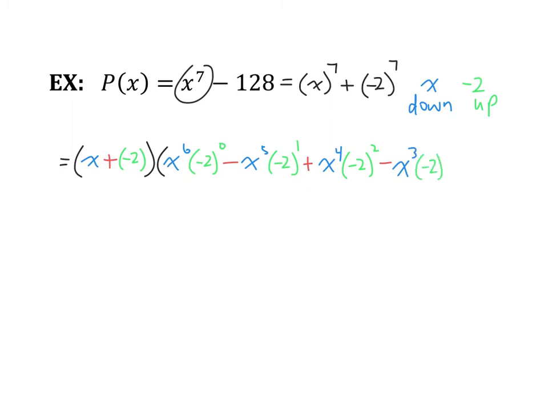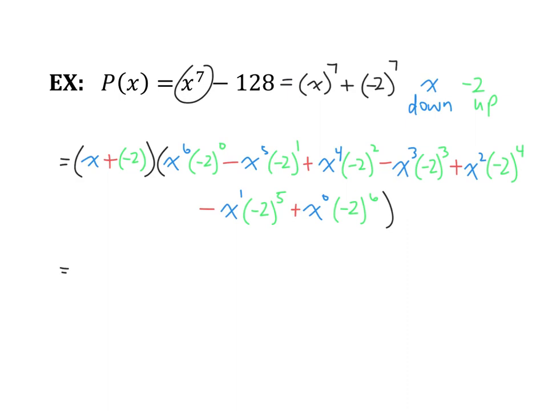negative 2 cubed. Changing our signs, plus, x goes down, so x squared, negative 2 to the 4th. Changing signs, minus, x goes down, x to the 1st, negative 2 to the 5th. Last one, changing our signs, x goes down, so to 0, and negative 2 goes up to the 6th. And now we go through and we clean up every term, okay?